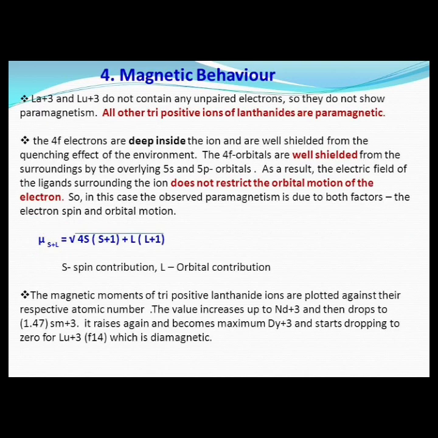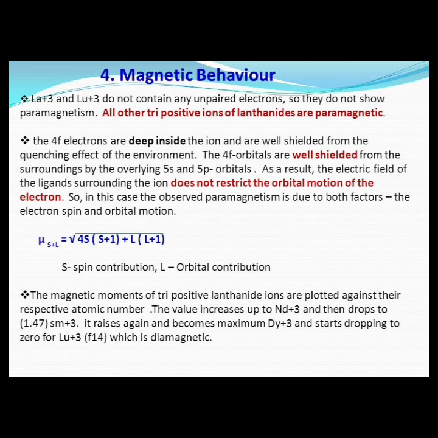Magnetic behavior. Lanthanum 3+ and lutetium 3+ do not contain any unpaired electrons, so they do not show paramagnetism. All other tripositive ions of lanthanides are paramagnetic. The 4f electrons are deep inside the ion and are well shielded from the quenching effect of the environment. The 4f orbitals are well shielded from the surroundings by the overlying 5s and 5p orbitals. As a result, the electric field of the ligands surrounding the ion does not restrict the orbital motion of the electron.